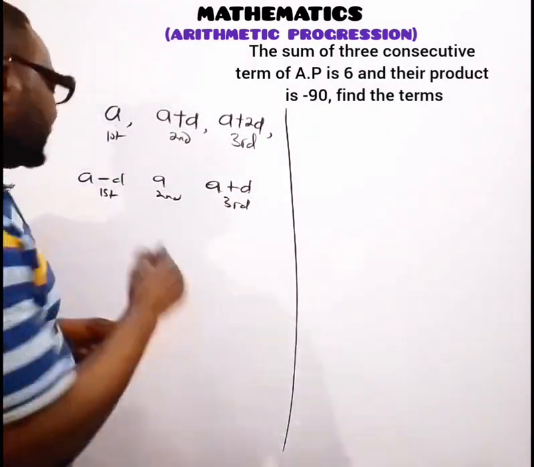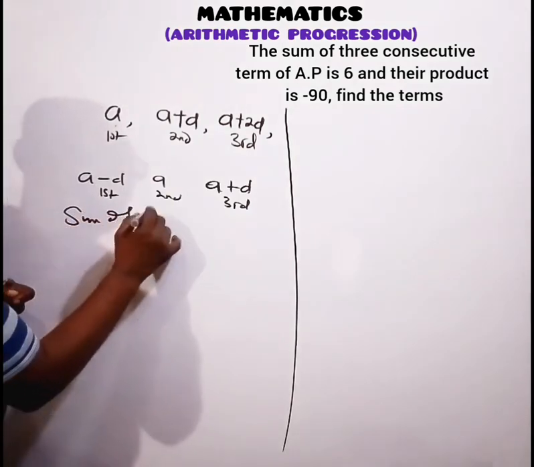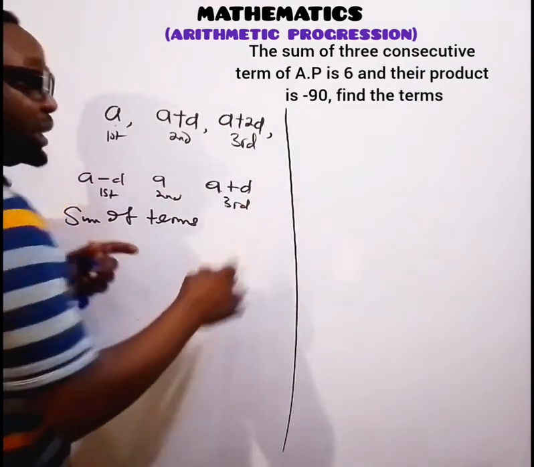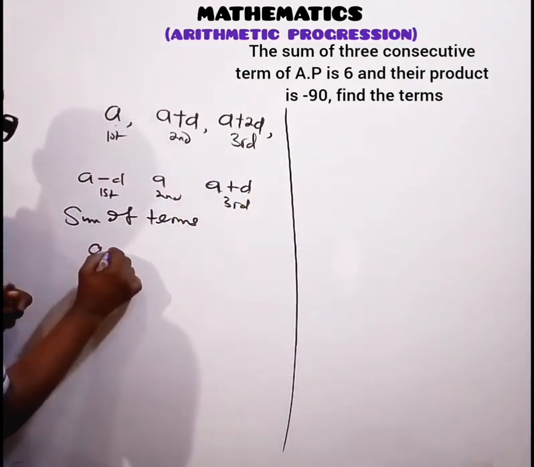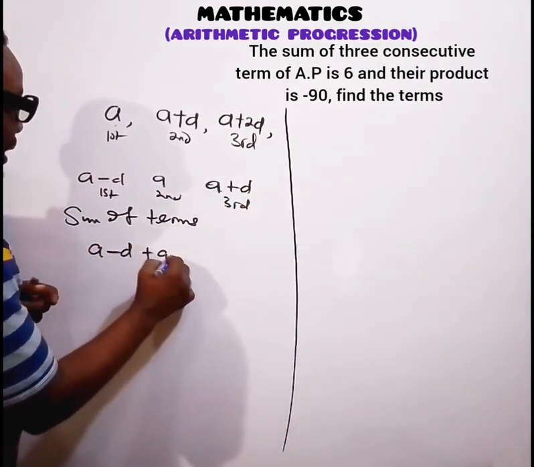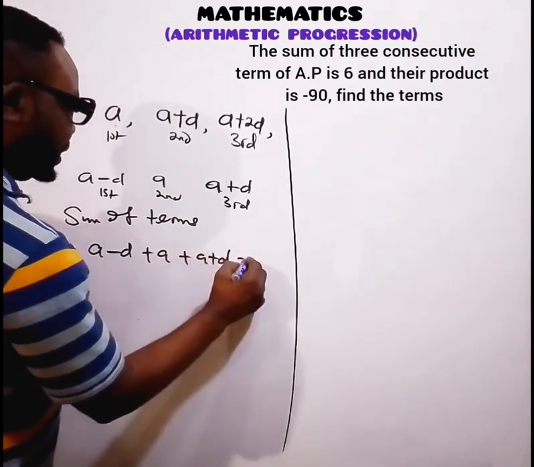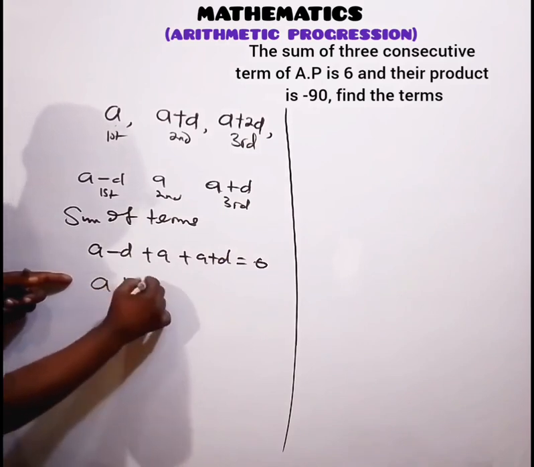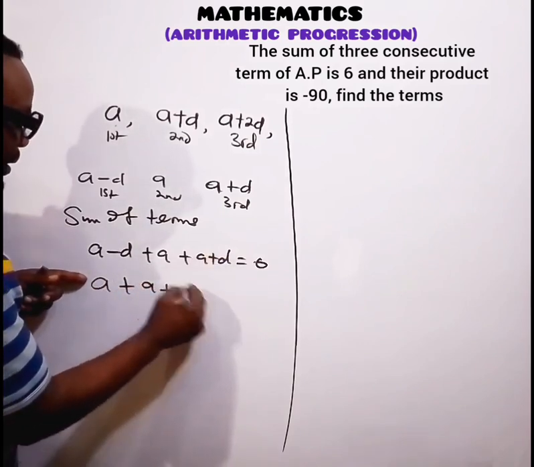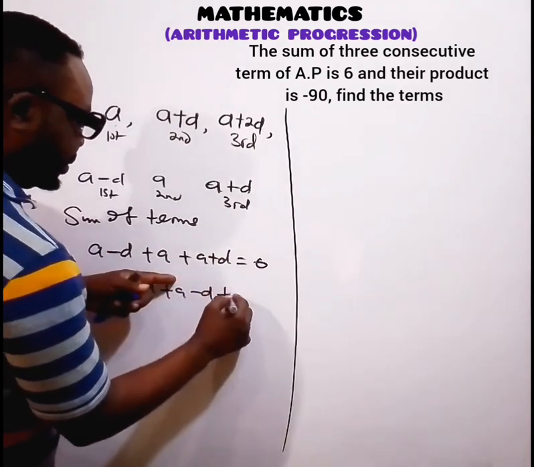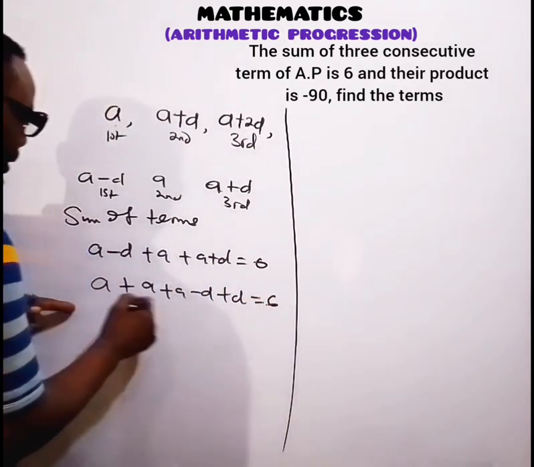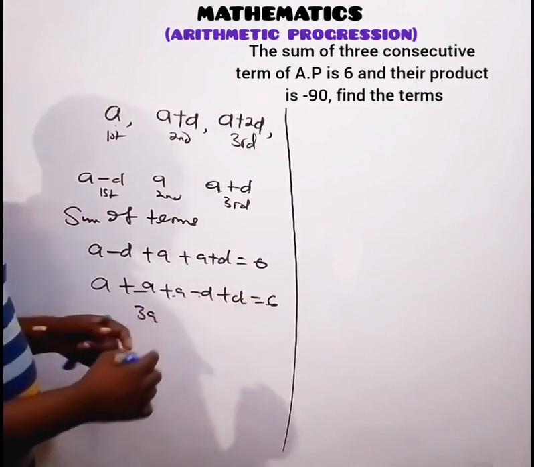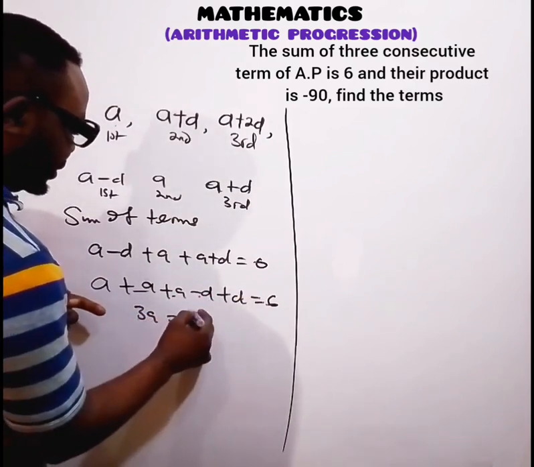Now, for the sum. The sum of the terms has been given to us to be equal to 6. When we add them together, they say it's equal to 6. So we can say A minus D plus A plus A plus D is equal to 6. Let's collect the like terms. We have A plus A plus A, that's 3A, minus D plus D gives us 0, is equal to 6.